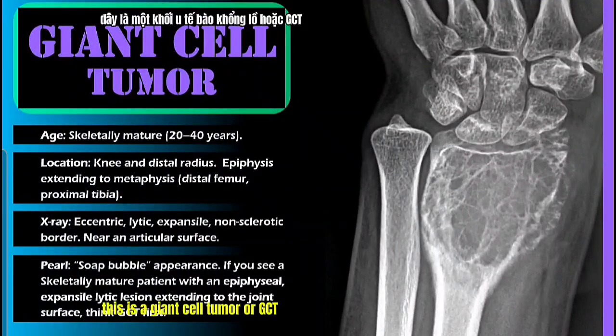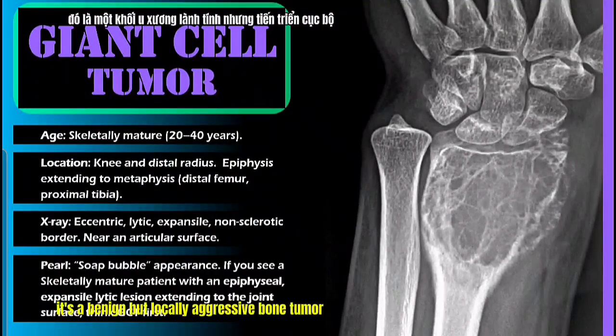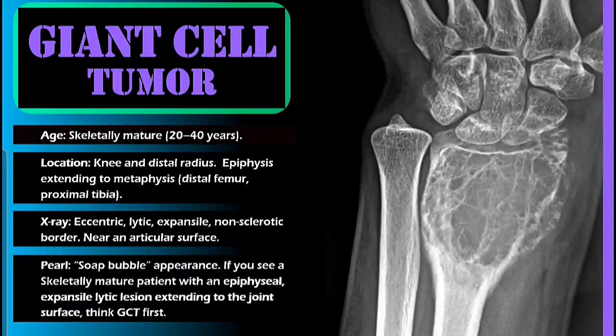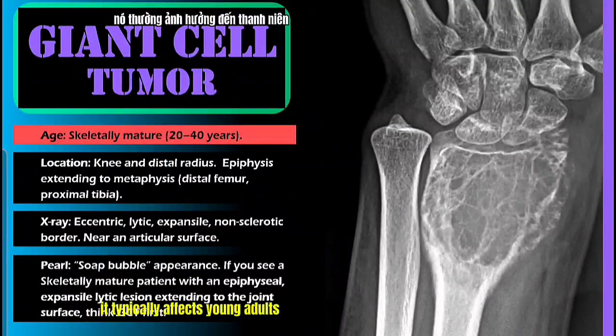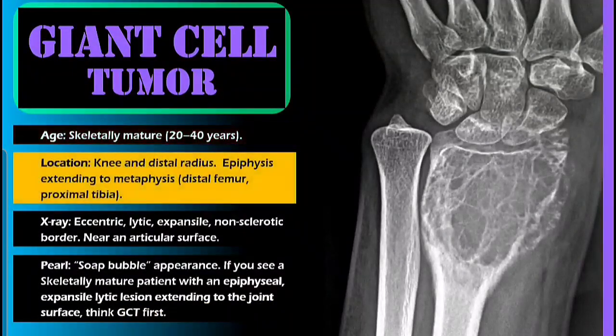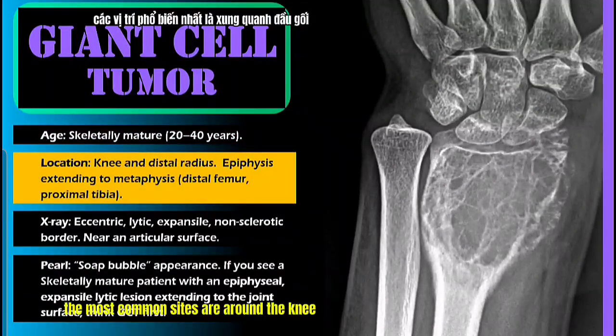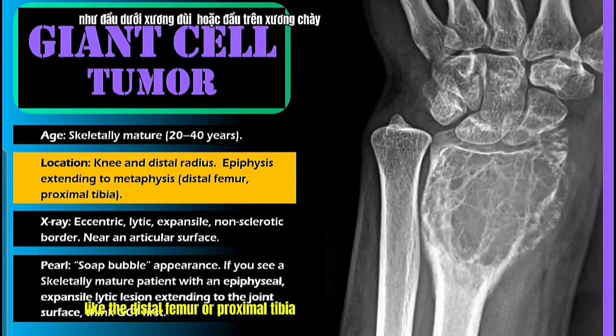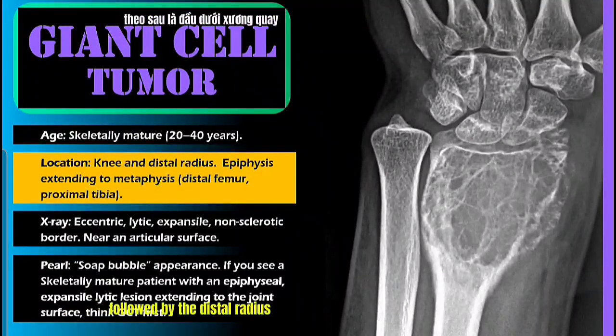This is a giant cell tumor, or GCT. It's a benign but locally aggressive bone tumor. It typically affects young adults between 20 and 40 years old. The most common sites are around the knee, like the distal femur or proximal tibia, followed by the distal radius, like this case, or the sacrum.